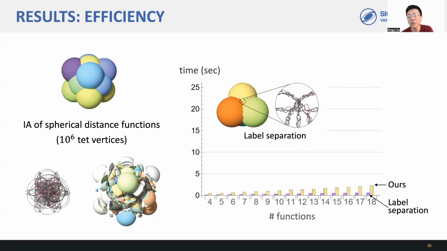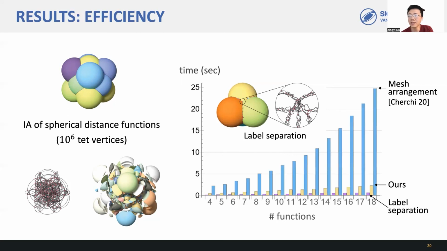An alternative approach for computing implicit arrangement is to first extract the level sets of each function and then compute their arrangement using a robust algorithm. However, even with the latest mesh arrangement algorithm, this two-step approach is many times slower than our method. This is because the mesh arrangement algorithm needs to locate collisions between meshes, which is a global operation. On the other hand, our algorithm only needs to work locally within each tetrahedron.